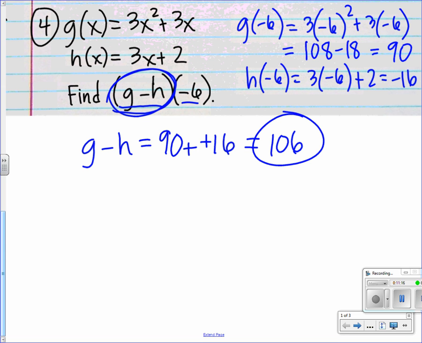So on those that have a number instead of the variable, you plug it into each function, then you do whatever this operation is asking you to do with those two numbers. Easy enough, right? Okay, let's do another one on our assignment.